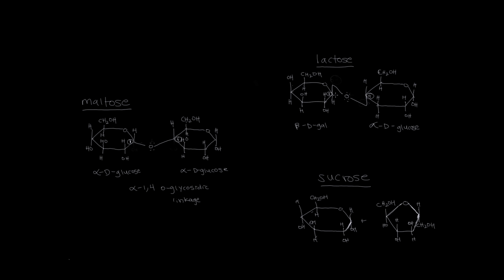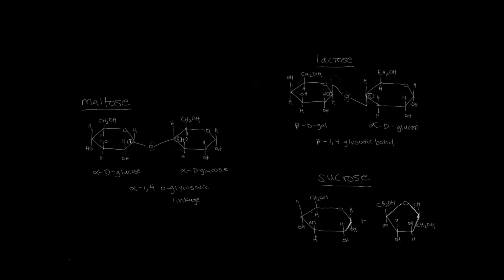And because this is the beta configuration of galactose, and it takes place between the 1st and 4th carbon of these 2 sugars, it's called a beta 1,4-glycosidic bond.